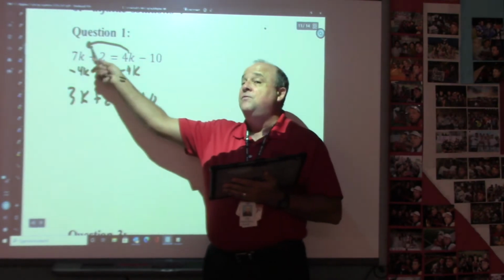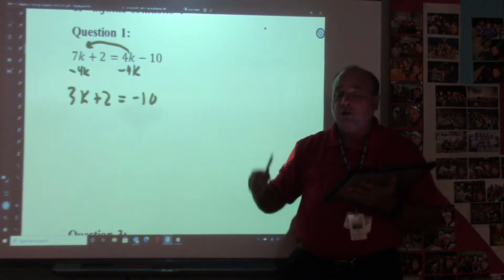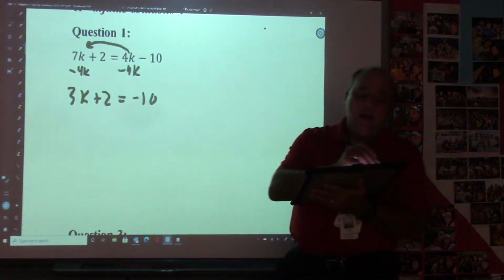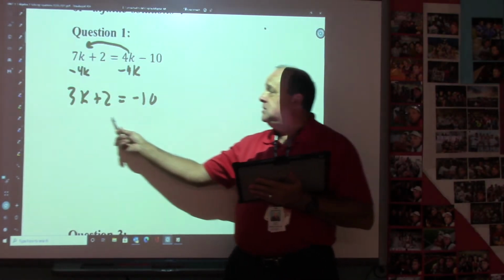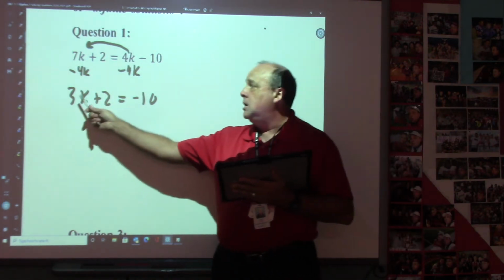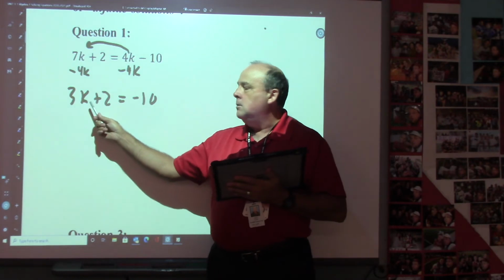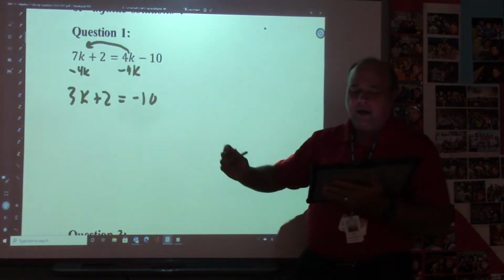If I were to move the 7 to the right, I would do 4 minus 7, I would get a negative, wouldn't I? So we always want to try to keep the letter positive. Now then, like I said before, this is what all equations will end up looking like. Almost every single equation is going to be ax plus b equals total. We're going to talk about that in a minute. Okay? So we have 3k plus 2 equals negative 10.